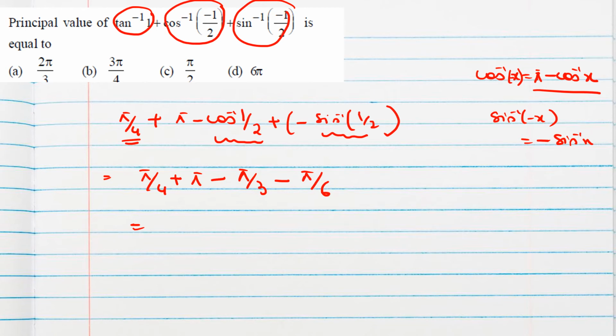So this will be 5 pi by 4, this will be pi by 2. If you solve by taking common minus and taking LCM, then again we can take LCM. So this will be 2 pi by 4, that is 3 pi by 4 is the final answer, which is option B.